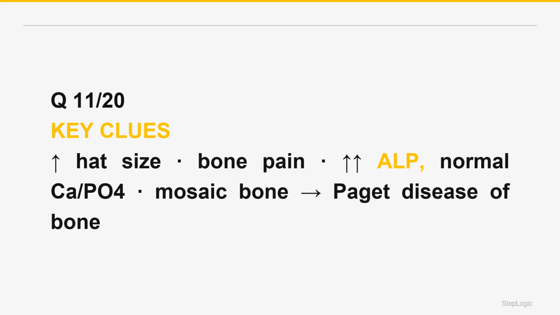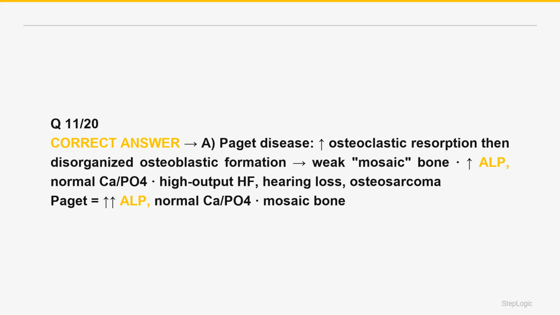The mechanism passes through phases. First, an osteoclastic lytic phase of excessive bone resorption, then a mixed phase, then an osteoblastic sclerotic phase of disorganized bone formation, leaving thick but structurally weak, poorly organized bone with the characteristic mosaic jigsaw lamellar pattern. The hyperactive bone turnover markedly raises alkaline phosphatase, while serum calcium and phosphate are characteristically normal. The correct answer is A.